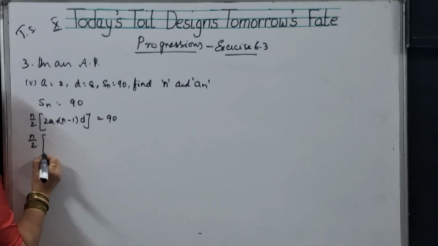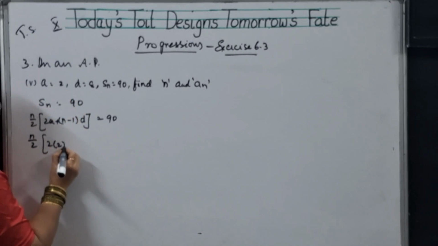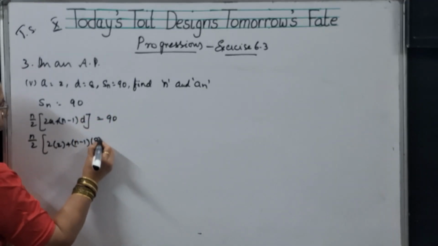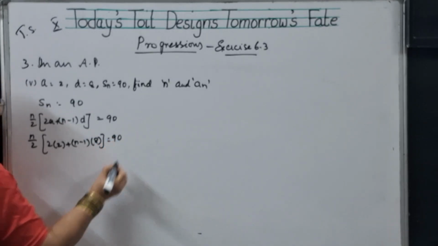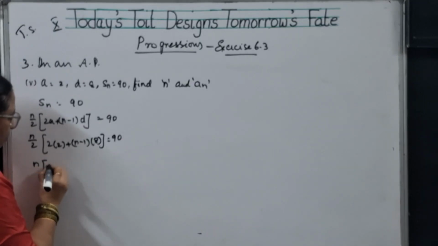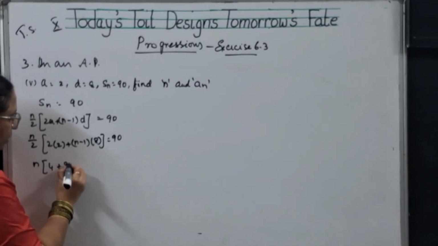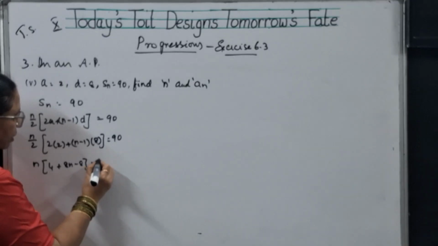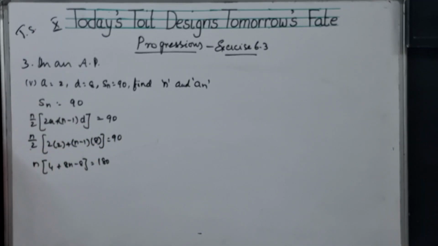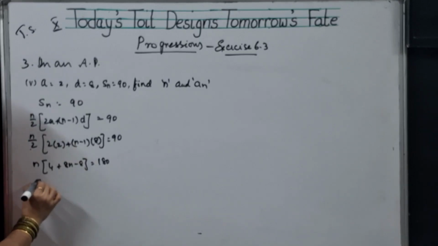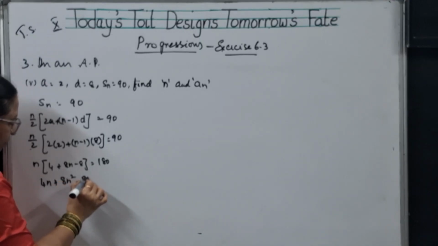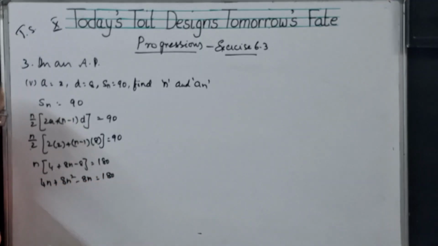So n by 2 into 2 into a, we know a is 2, plus n minus 1 into d, we know d is 8, is equal to 90. So let me send this 2 here. n into 4 plus 8n minus 8 is equal to 180. What did I do? When I send 2 here, 90 into 2 is 180. That means 4n plus 8n square minus 8n is 180.